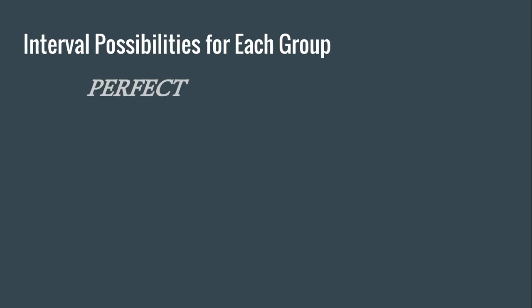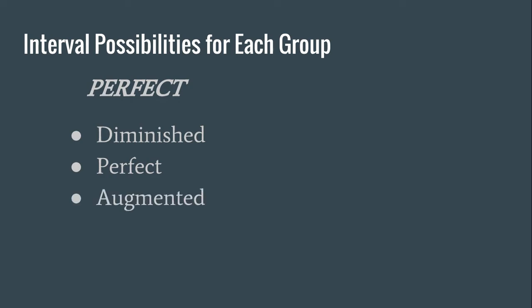So in the perfect interval group, you can only have these types of intervals. You can only have diminished intervals, so a diminished first. You can only have perfect intervals, so a perfect first, or augmented intervals. Those are the only possibilities. You can have a diminished, perfect, or augmented first.